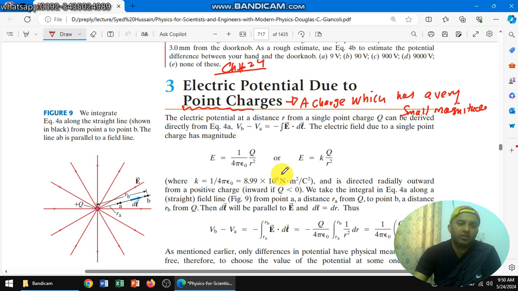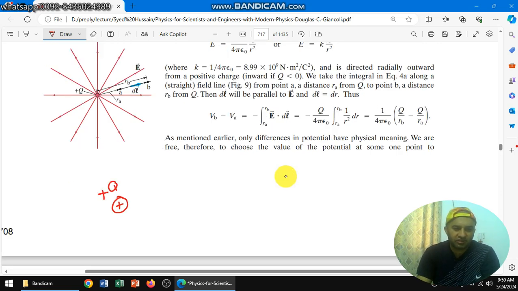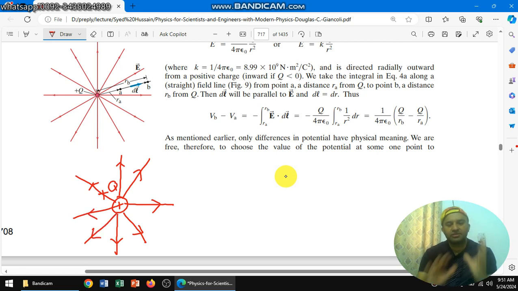Okay, so we have a point charge plus q and we need to determine the potential of this charge. In order to do that, we first draw the electric field lines due to this charge. As we know, electric field lines point radially outward for a positive charge. For the positive charge, the electric field lines go outward.